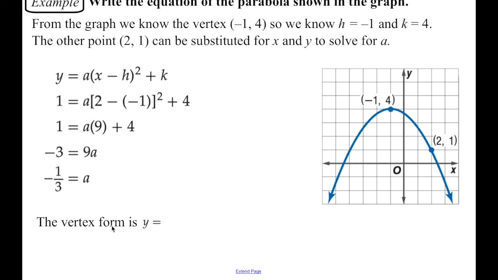So the vertex is negative 1, 4. To write this in vertex form now, we know what a is, so we're going to have y equals negative 1/3, and then x plus 1 quantity squared plus 4. So in this form, just substituting in for h and k and leaving our x and our y in there, and now that we know that a is in there, we can plug that in as well.